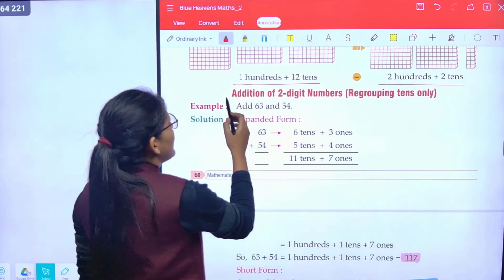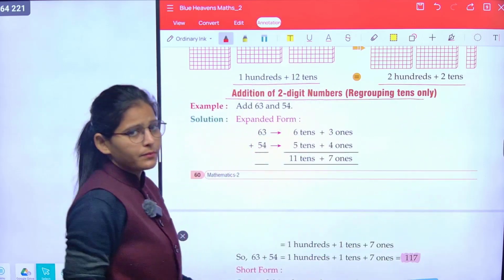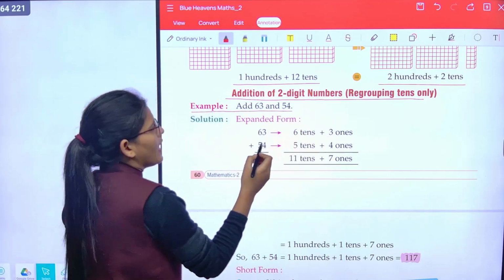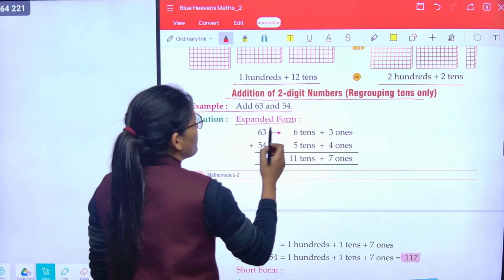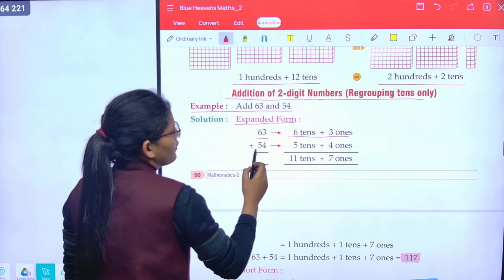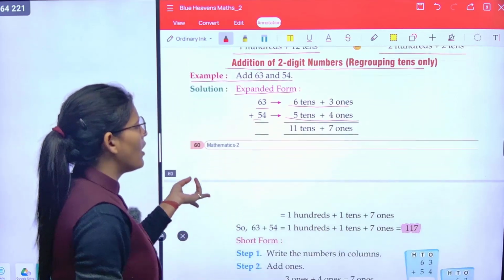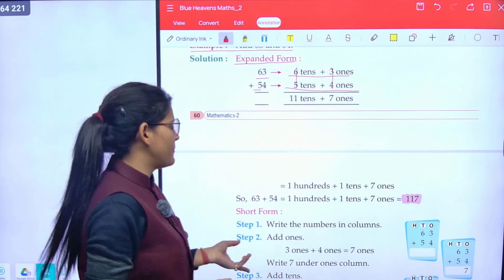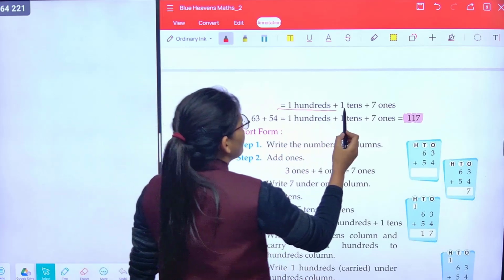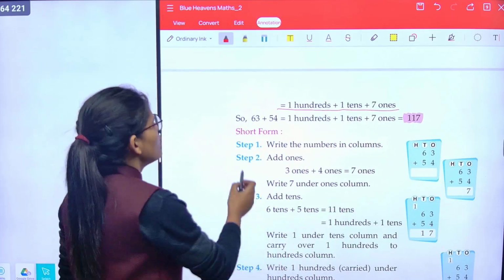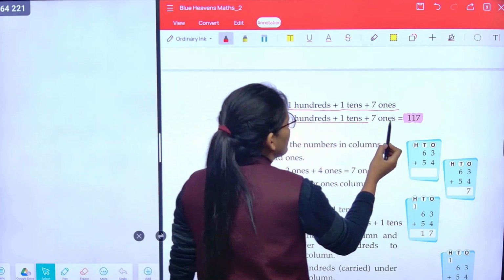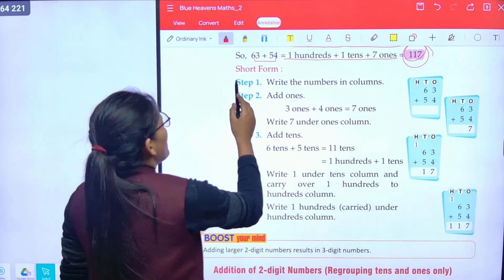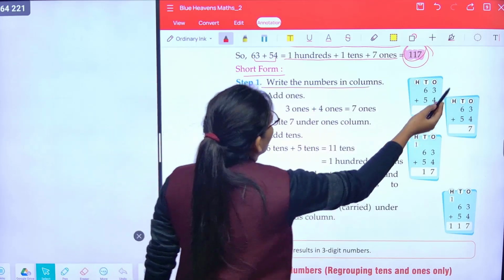Okay. Now class, see addition of 2-digit numbers, regrouping tens only. See class, example, add 63 and 54. Expanded form, 63 is 6 tens plus 3 ones, 54 is 5 tens plus 4 ones. Now add them. 3 plus 4, 7 and 6 plus 5, 11. So 11 tens plus 7 ones. Now 1 hundreds plus 1 tens plus 7 ones. So 63 plus 54 is 117.